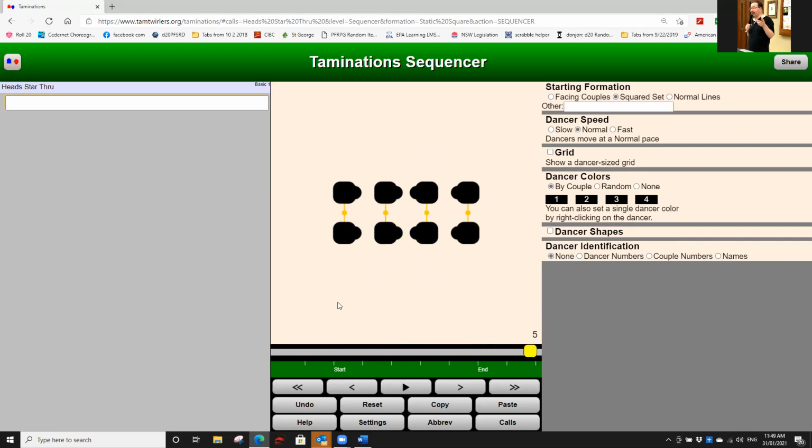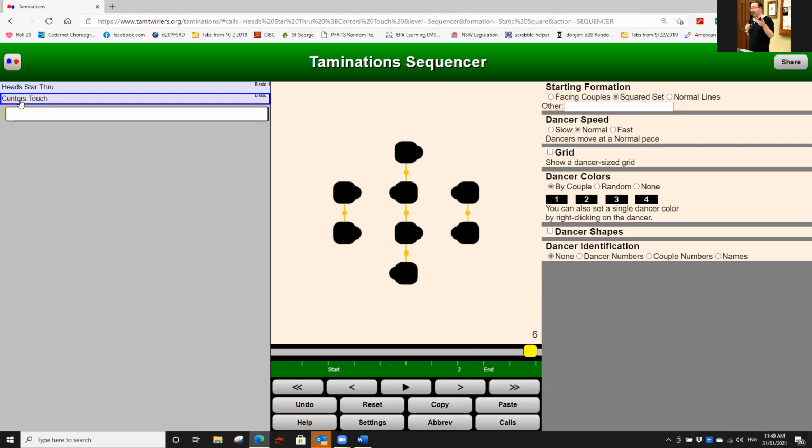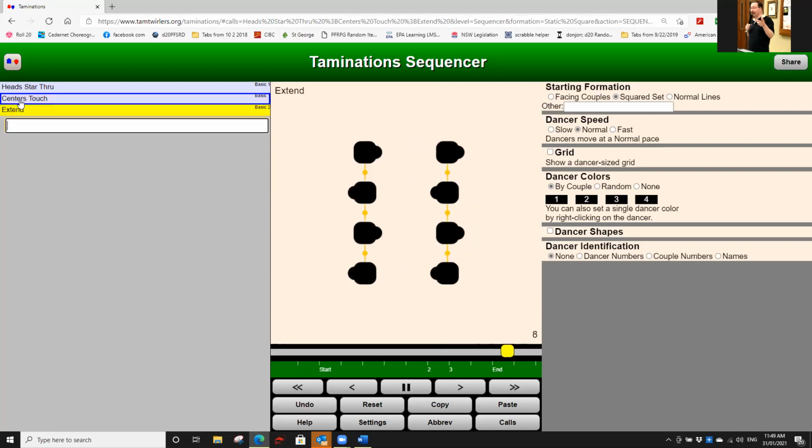Now let's have the centers step to a wave. That would be like the first extend of the tag. So centers touch. That's a 1/4 tag because we've done one part. Now everybody extend again. That would be the half tag, and it's waves.